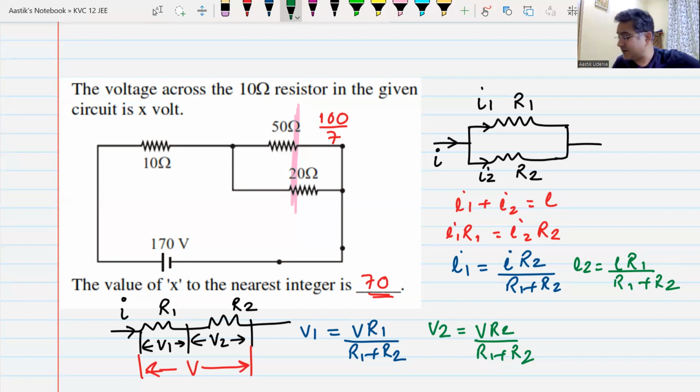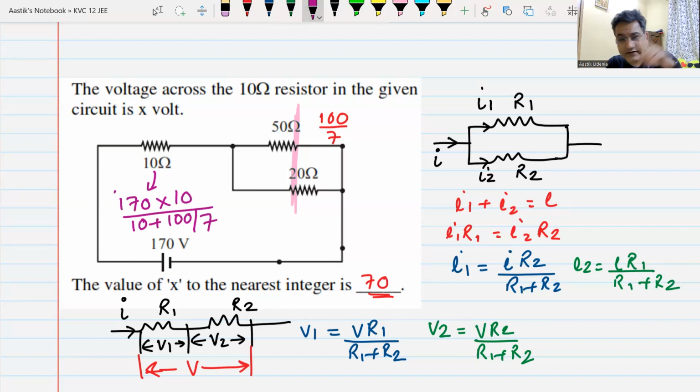Okay, now once you understand this, you can easily say what the potential drop across this one will be. Total potential drop is 170. It has to be in the direct ratio, so you multiply by 10, the resistance, divided by the total resistance. What is the total resistance? 10 plus 100 by 7. And that is how you get the answer as 70. You don't have to find out the current. You can do it by division of voltages. Do we understand how I have done this?